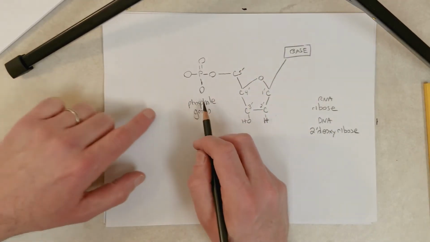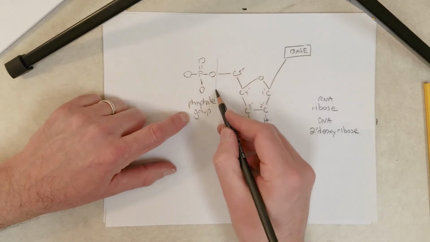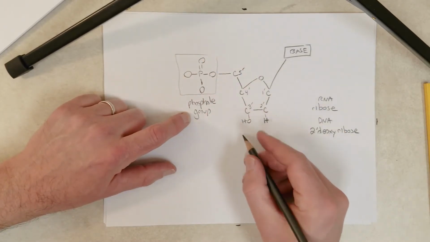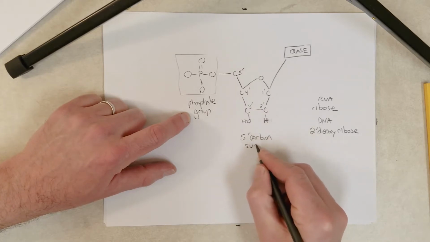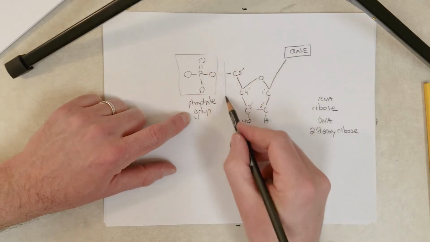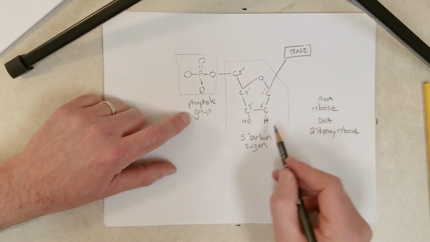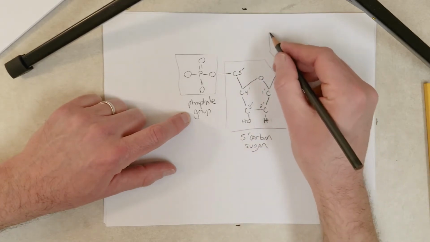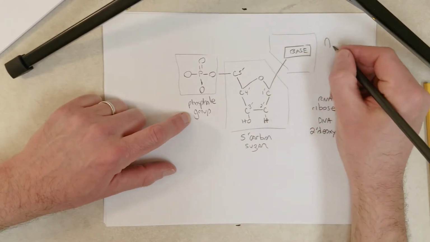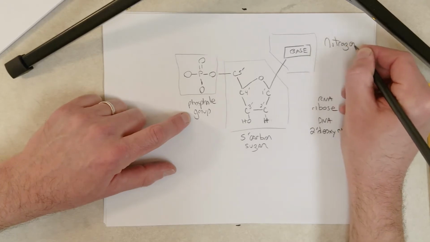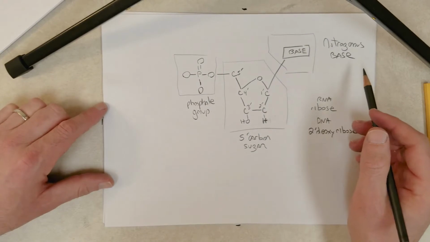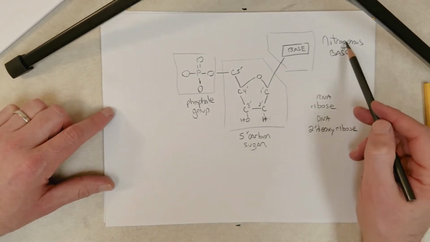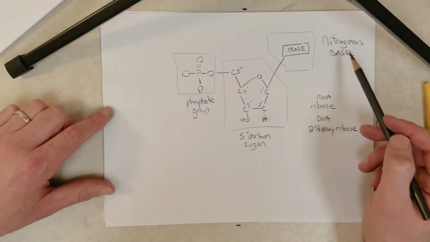There are 3 components: a phosphate group, a 5-carbon sugar, which would be right here, and we'll call this the nitrogenous base, which essentially means it's a compound with some nitrogen in there, a couple of nitrogens.